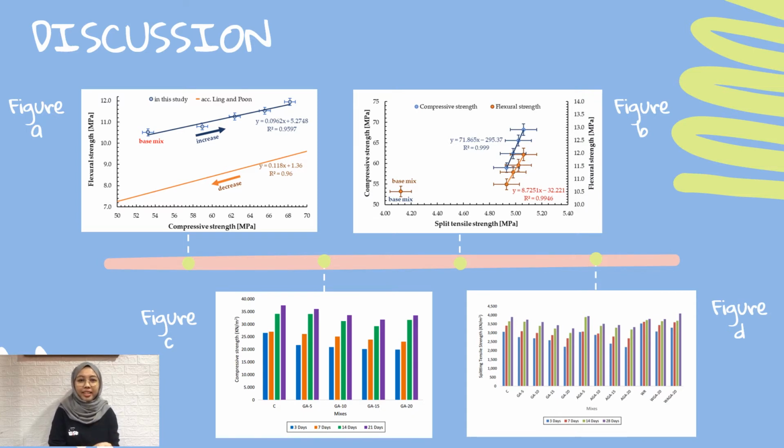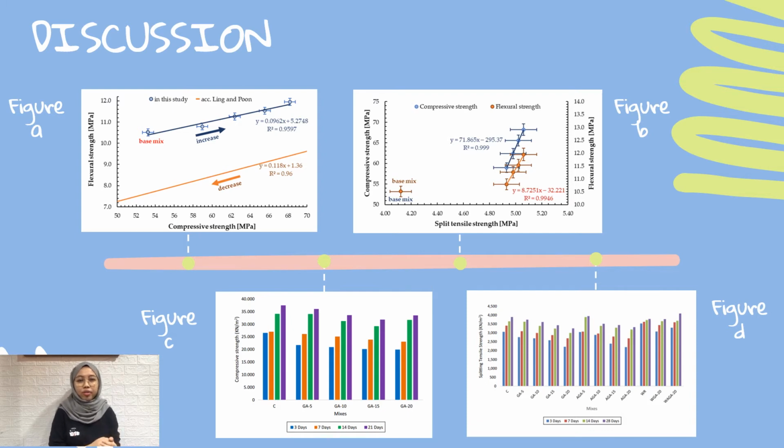Figure A presents the relationship between compressive strength and flexural strength, a pattern developed by Lin and Poon. Lin and Poon obtained strengths lower compared to the base mix, and they determined that the flexural strength was about 1/4 to 1/6 of the compressive strength.